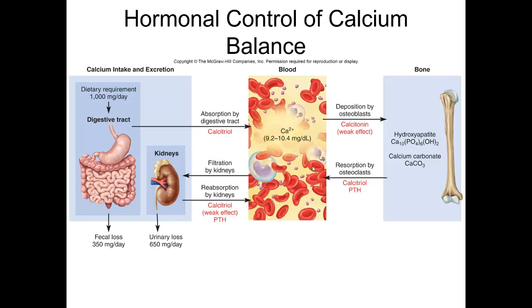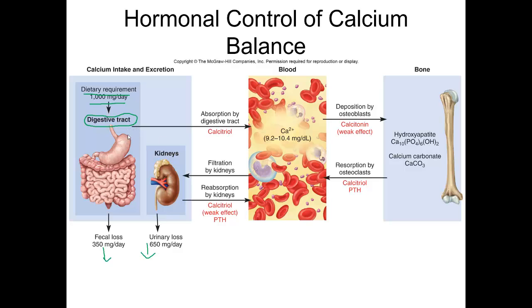So this chart explains what's going on. Let's start with this diagram on the left. Calcium intake, the dietary requirement, is about 1 gram or 1,000 milligrams per day as a dietary supplement. You can get this as a calcium pill, or you can eat foods that are rich in calcium like milk. You take this orally, and about 350 milligrams is lost fecally per day. About 650 milligrams is lost via urine per day.